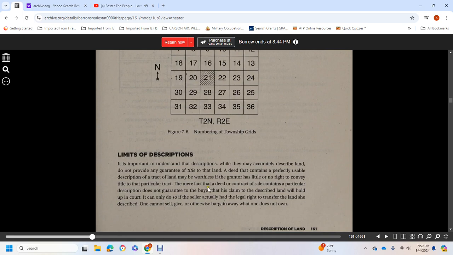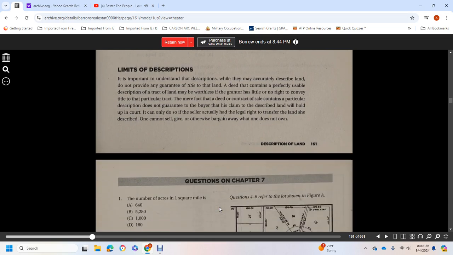Now, limits of the description. It's important to understand that descriptions, whether or not they accurately describe the land, do not provide a guarantee of title to the land. A deed that contains a perfectly usable description of a tract of land may be worthless if the grantor has little or no right to convey title to that particular tract. The mere fact that a deed or contract of sale contains a particular description does not guarantee to the buyer that his claim to the described land will hold up in court. It can only do so if the seller actually had the legal right to transfer the land described. One cannot sell, give, or otherwise bargain away what one does not own.